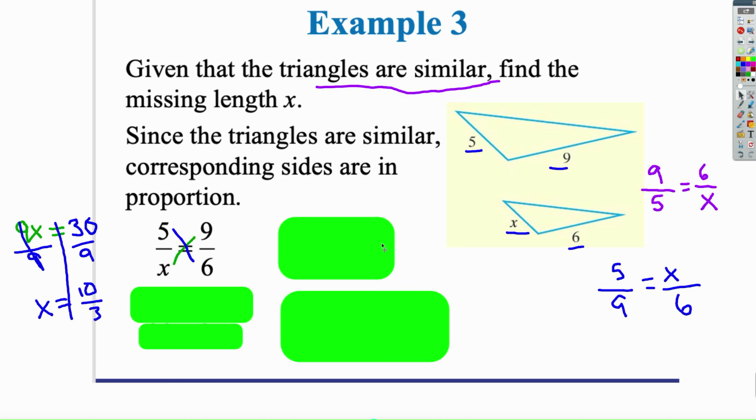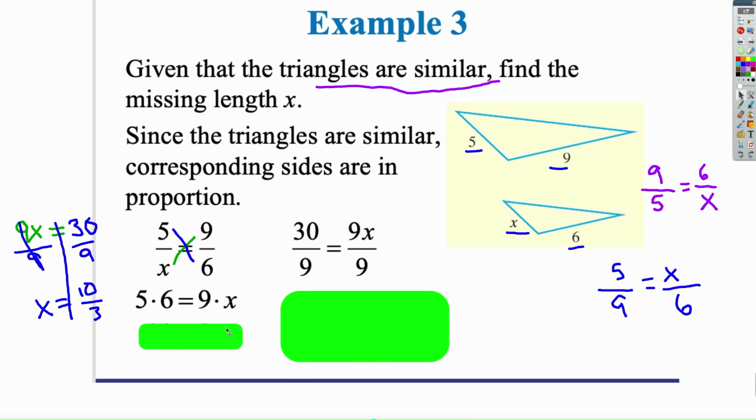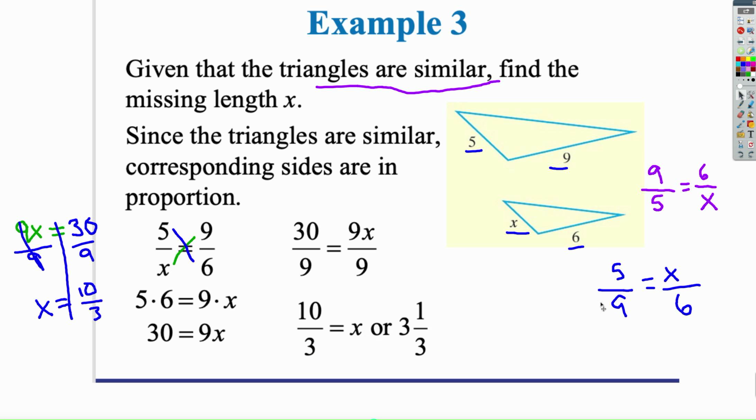So I've got my math here. 10/3 or 3 1/3. So in all of these cases, however I set up my proportion, it's going to work. Here I would have had 30 equals 9x. So notice it's the same equation.